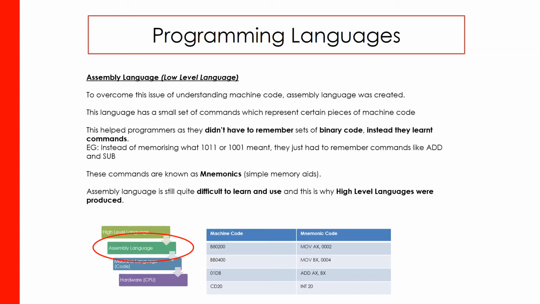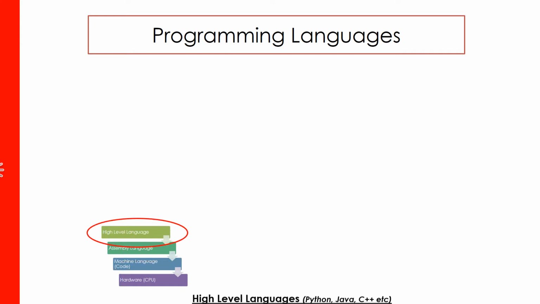Rather than us having to remember those different codes, we've come up with a set of assembly language codes. These commands are called mnemonics. So basically simple memory aids which we can use which automatically create a set of machine code binary. So assembly language is still quite difficult to learn, and that's why obviously we developed high-level languages, but it gives us the more ability to actually store and process data in the CPU.